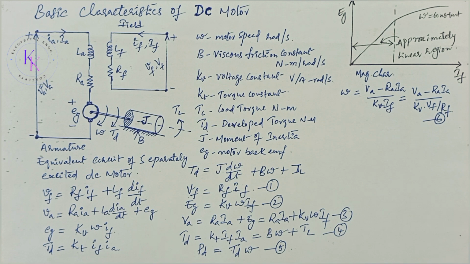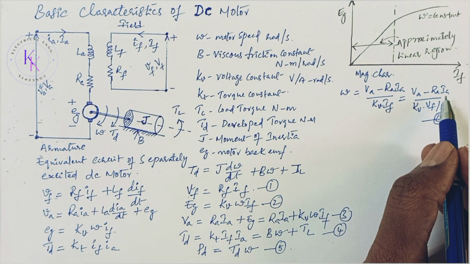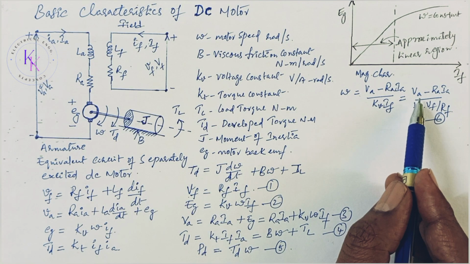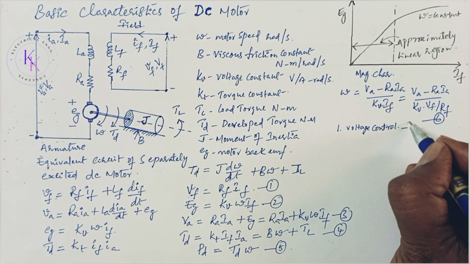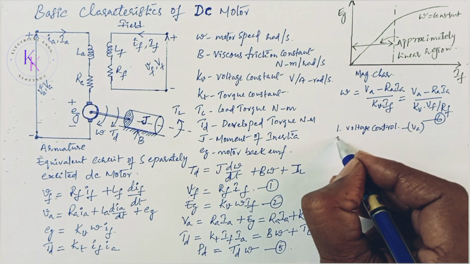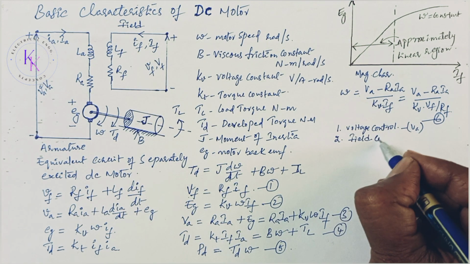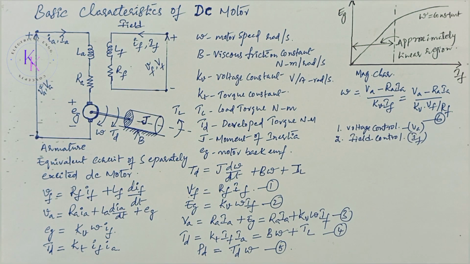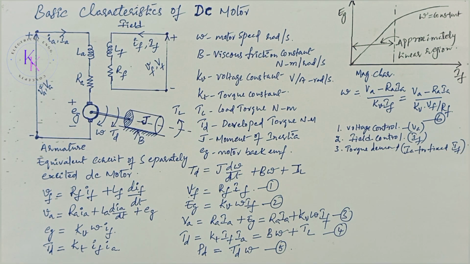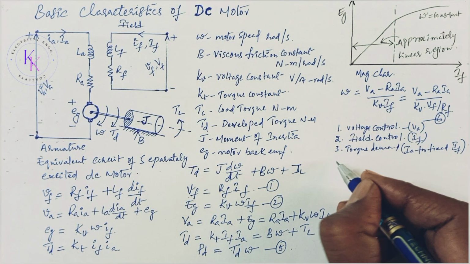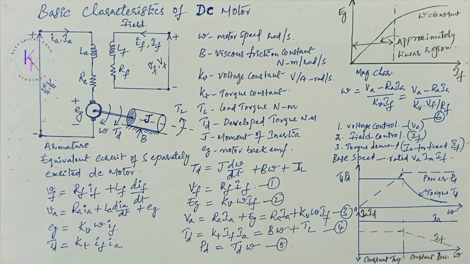From this equation, the motor speed can be varied by controlling the armature voltage VA, known as voltage control. The second one is controlling the field current, known as field control. And the third one is torque demand, corresponding to the armature current IA for a fixed IF. The speed corresponding to the rated armature voltage, rated field current, and rated armature current is known as the base speed. And these are the characteristics of a separately excited motor.